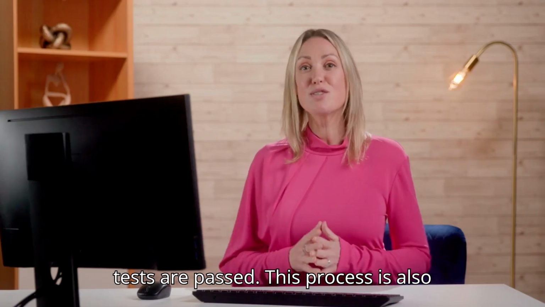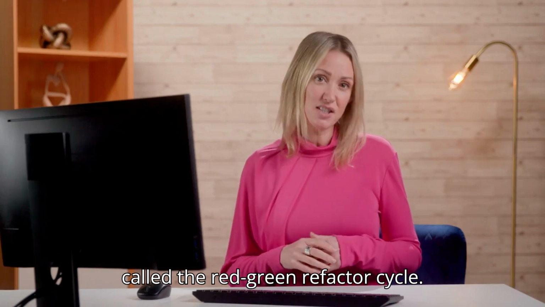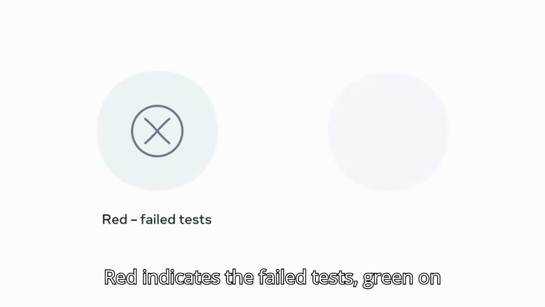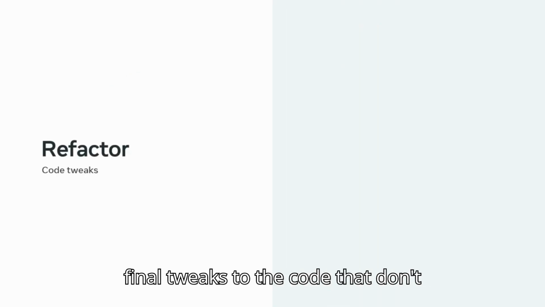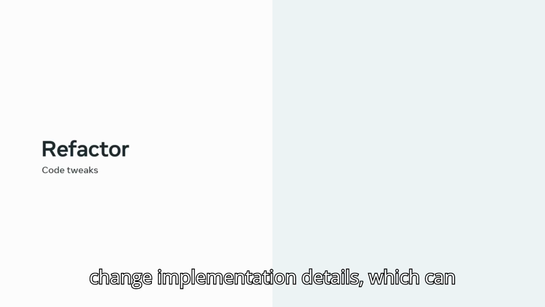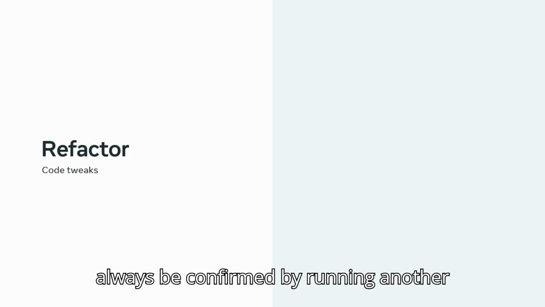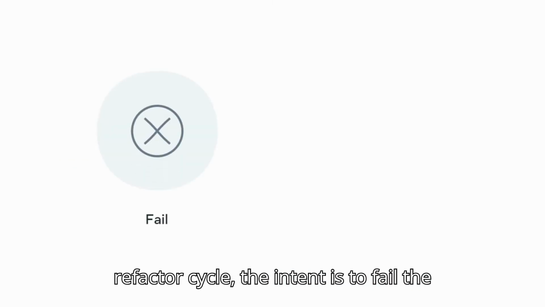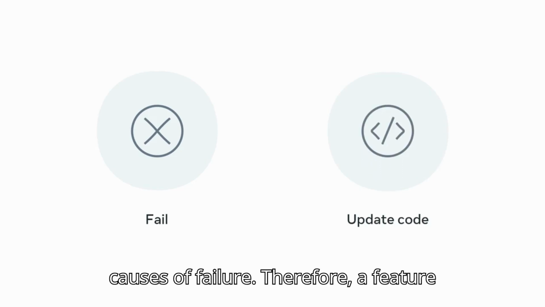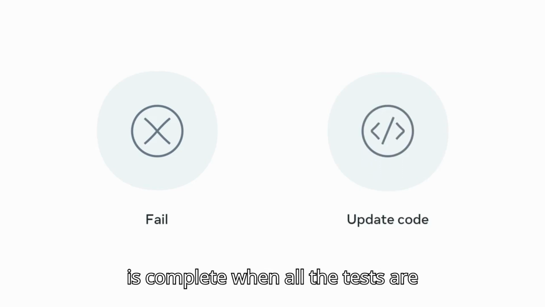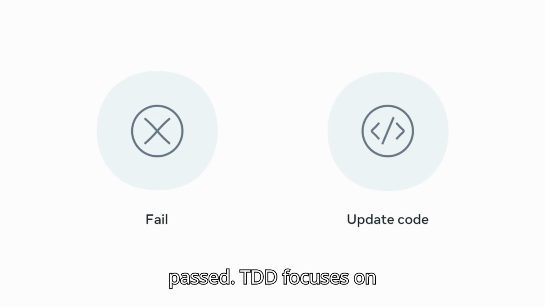This process is also called the red-green refactor cycle. Red indicates the failed tests. Green, on the other hand, represents the passing tests. Refactor represents the final tweaks to the code that don't change implementation details, which can always be confirmed by running another test. When following the red-green refactor cycle, the intent is to fail the tests and rewrite the code to fix the causes of failure. Therefore, a feature is complete when all the tests are passed.